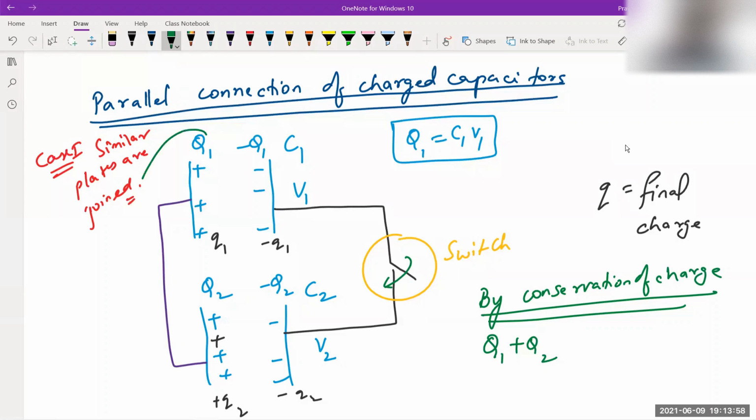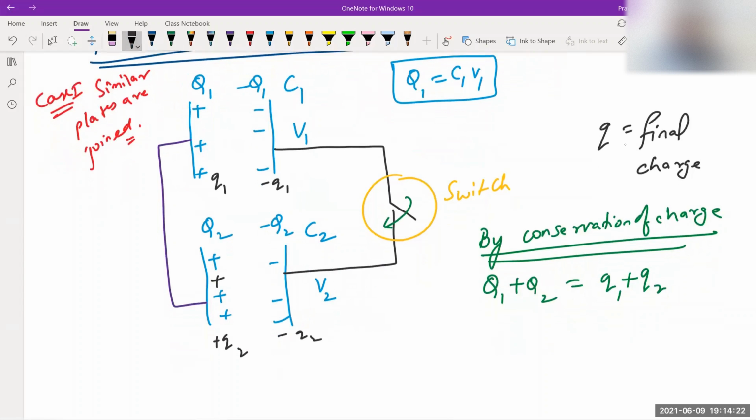You can see that these plates are connected, so only these plates can redistribute, can exchange some of the charges. Now, initial charge was Q1 plus Q2. What about the final charge? It is also Q1 plus Q2, right? Any doubt in that?